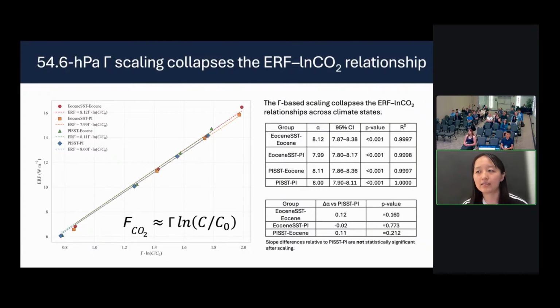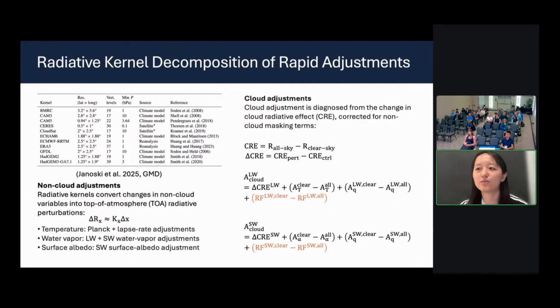The temperature profile is nearly isothermal there, and it lies in the lower stratosphere between the sea surface temperature controlled troposphere and the more radiatively controlled upper atmosphere. Using gamma from this level also helps collapse the slopes. So for now, this is as far as we take the gamma analysis. Gamma appears to explain much of the state dependency in ERF.